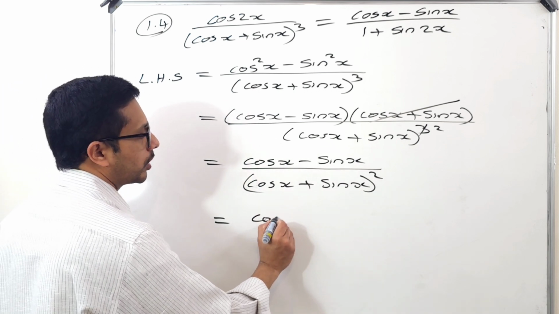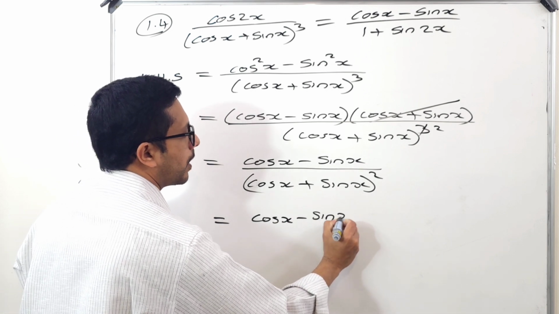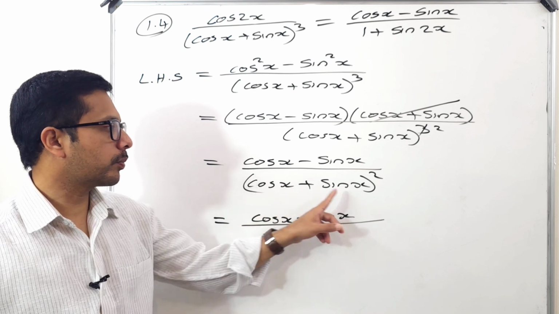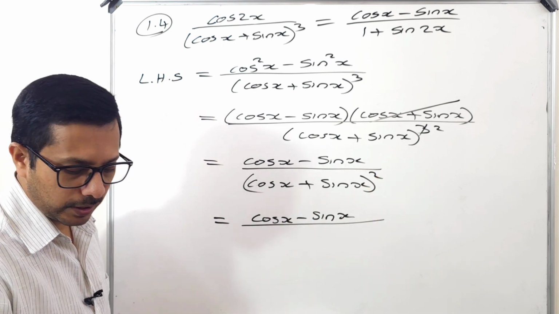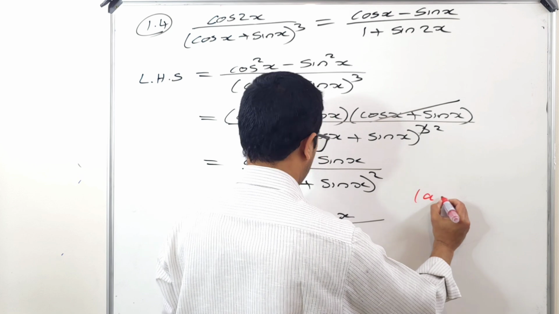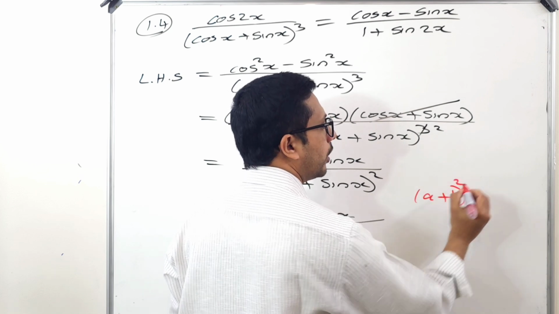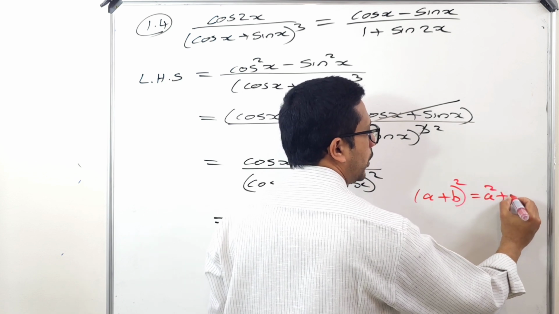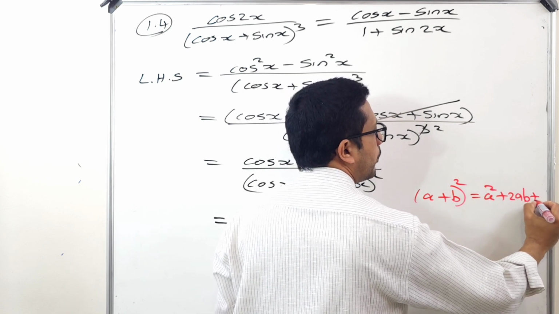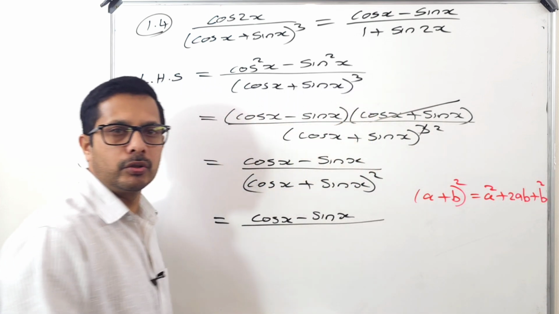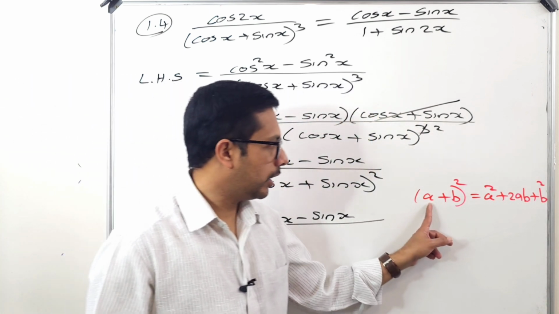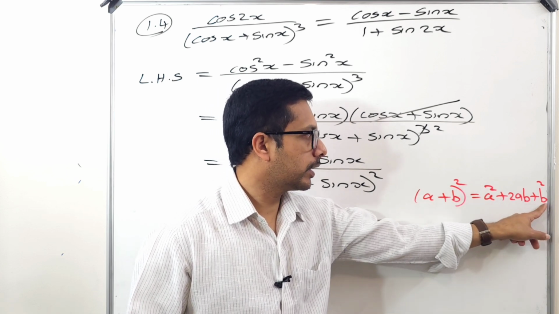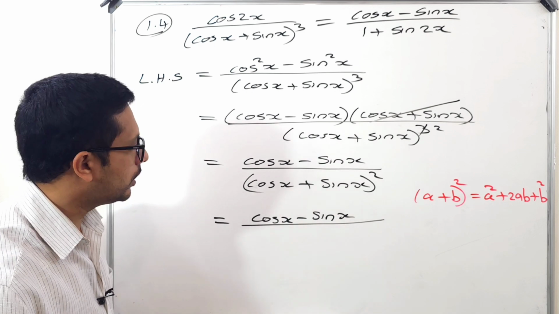So it is cos x minus sin x, the whole divided by (cos x plus sin x) square. Is it not like that one is a plus b the whole square? What is the expansion of that one? a square, first term square, plus 2 into first term into second term, plus b square. You have to know that expansion. So we can expand this one like that.